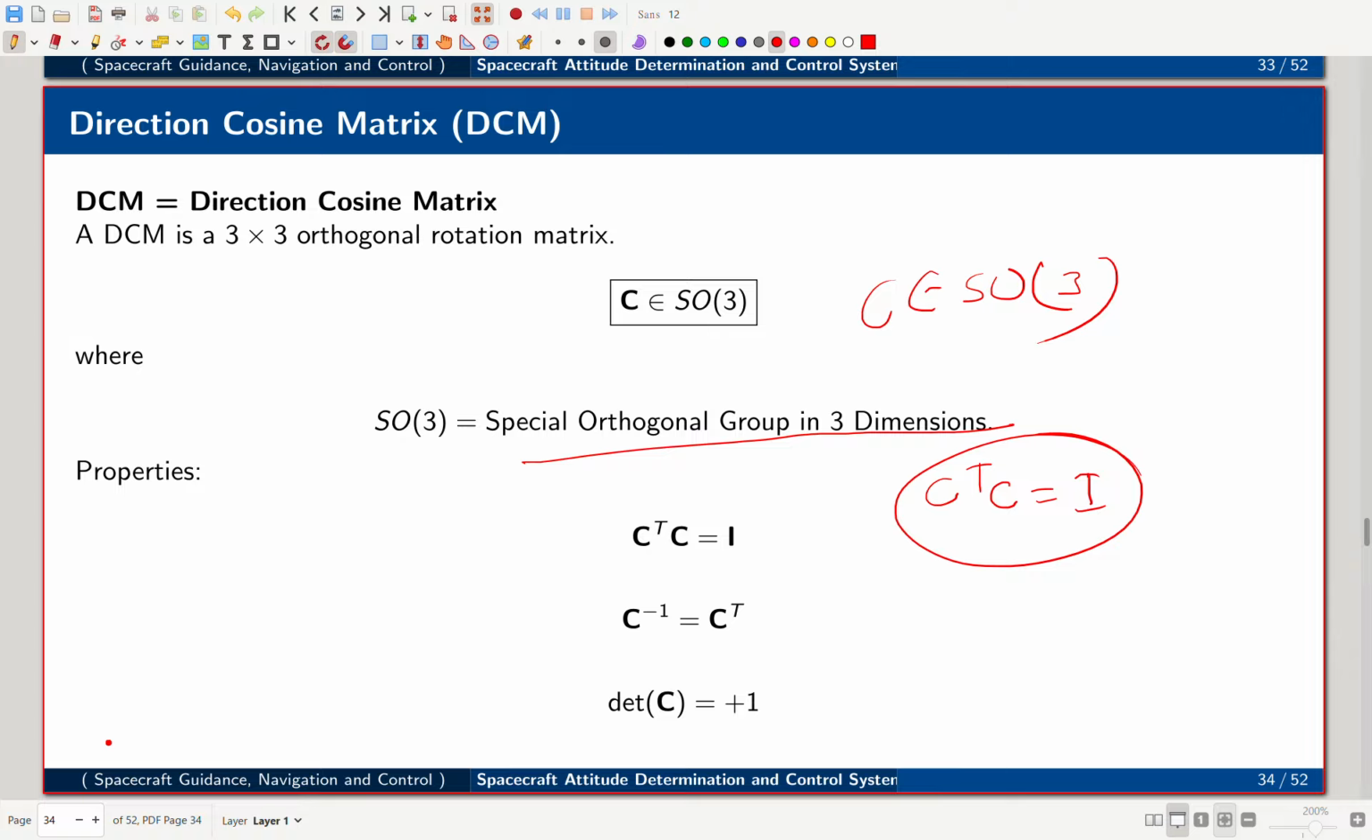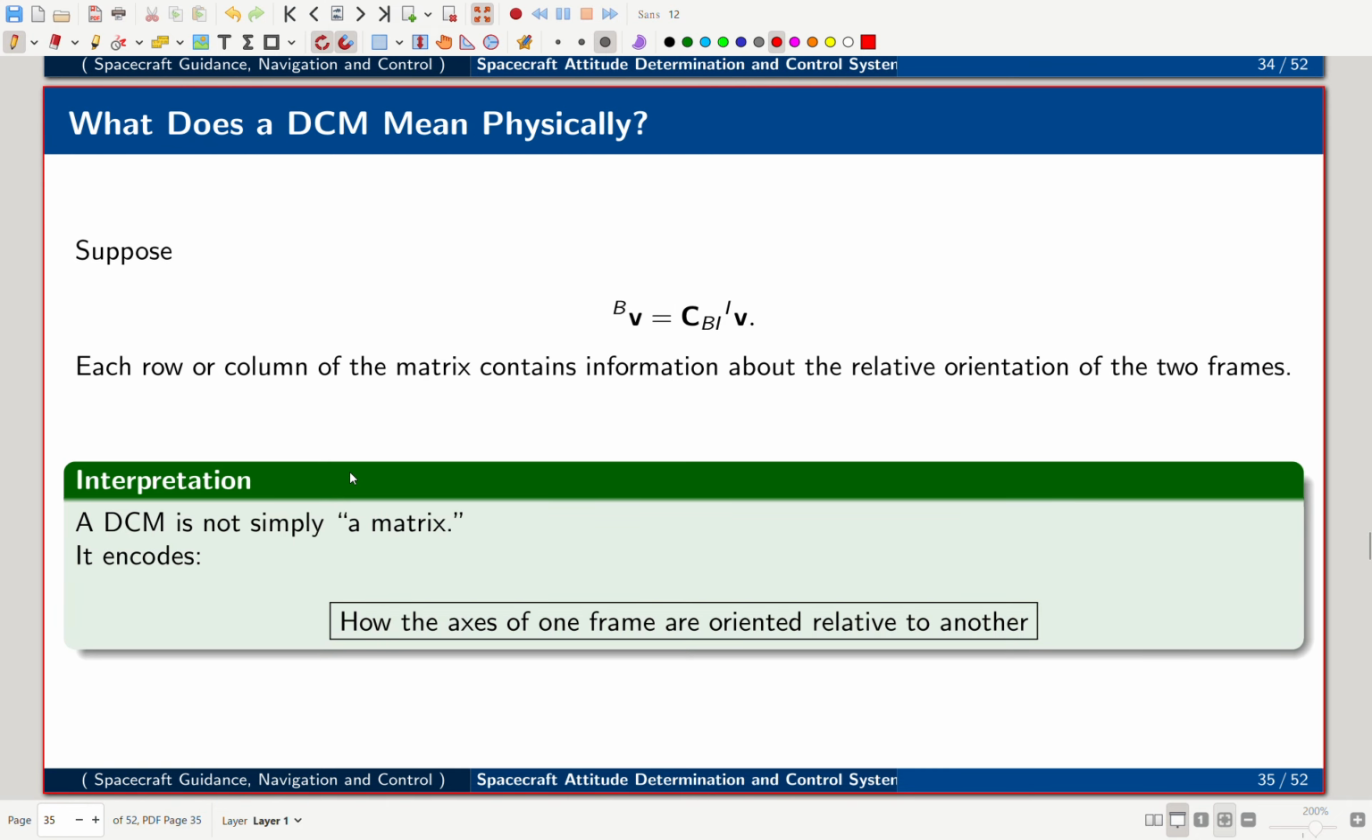So C transpose C should be the identity matrix, so basically this is an orthogonal matrix. The determinant of an orthogonal matrix is generally plus or minus 1, but for the sake of the right-hand thumb rule we consider plus 1 here. We have to consider plus 1.